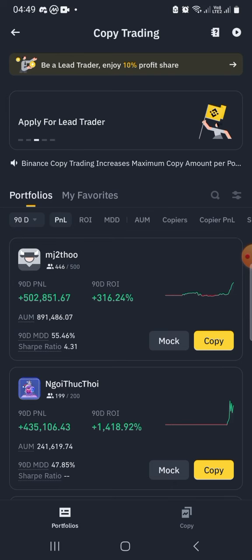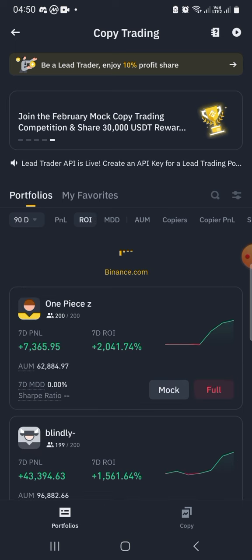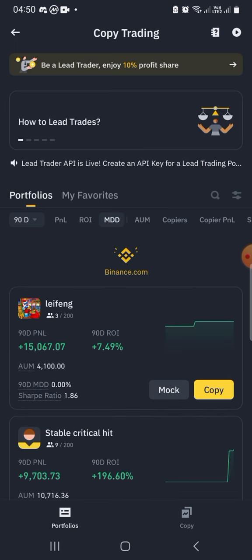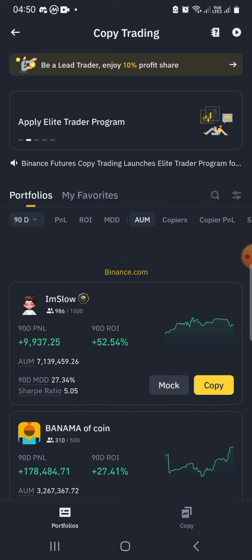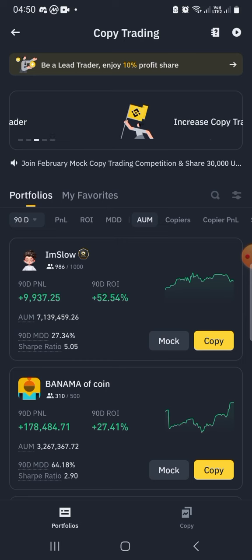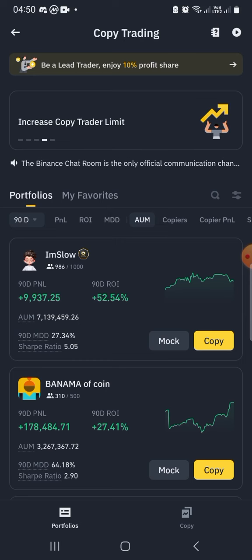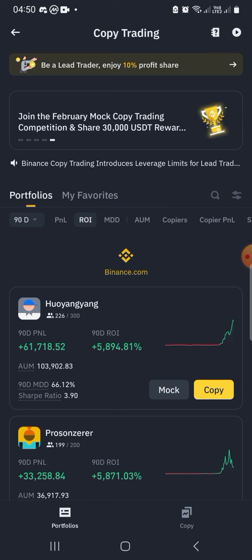So in 90 days, you basically have to look at whichever parameters you're going to use, like P&L, but I will be looking at ROI and maximum drawdown, right? Also the AUM tells you the kind of strategy the person will use, because if someone has a lot of money under management, it also affects the person's trading style. Okay, so all these parameters tell you a story, help you make a decision. But I will just focus on the ROI. So I'm going to look at in 90 days ROI.